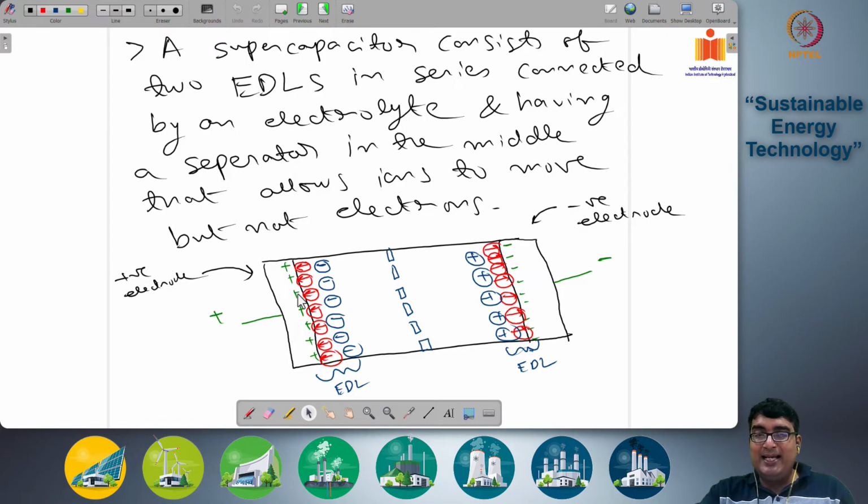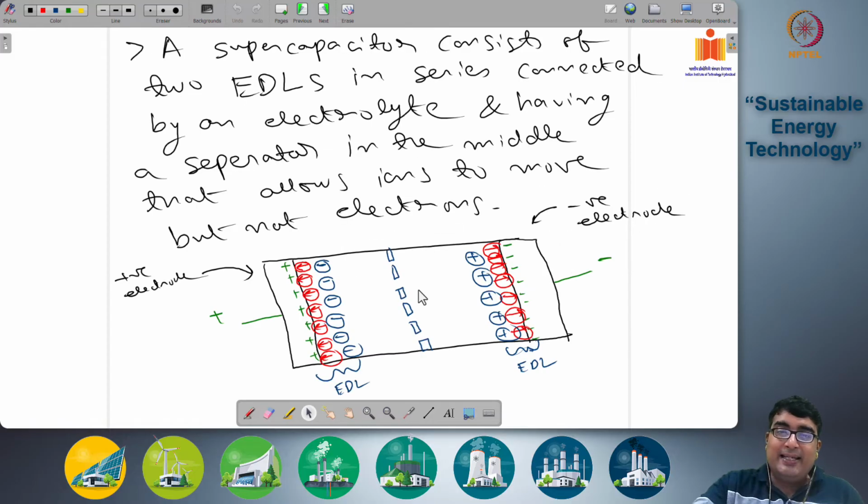So here the metal has the positive charge, on the right in the cathode the metal has the negative charge. Here the electrolyte has the negative ions, here the electrolyte has positive ions. Okay. So a supercapacitor consists of two electric double layers in series connected by an electrolyte and having a separator in the middle to allow ions to move but not electrons. So this separator ensures that positive and negative ions can move to either side and get accumulated, but it does not allow electrons to move. Okay, so it prevents the leakage of positive and negative electron charges but allows the free transport of electrolyte ions.